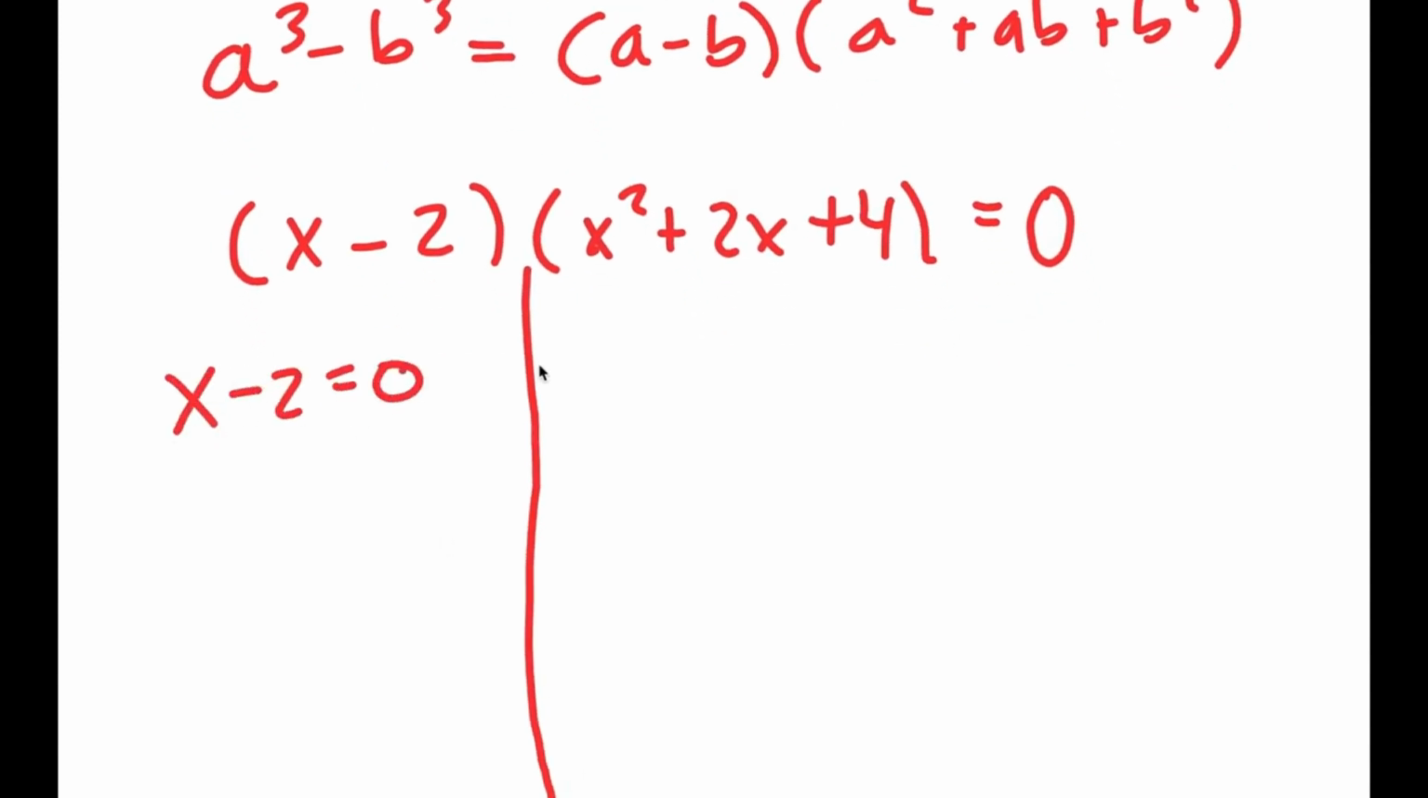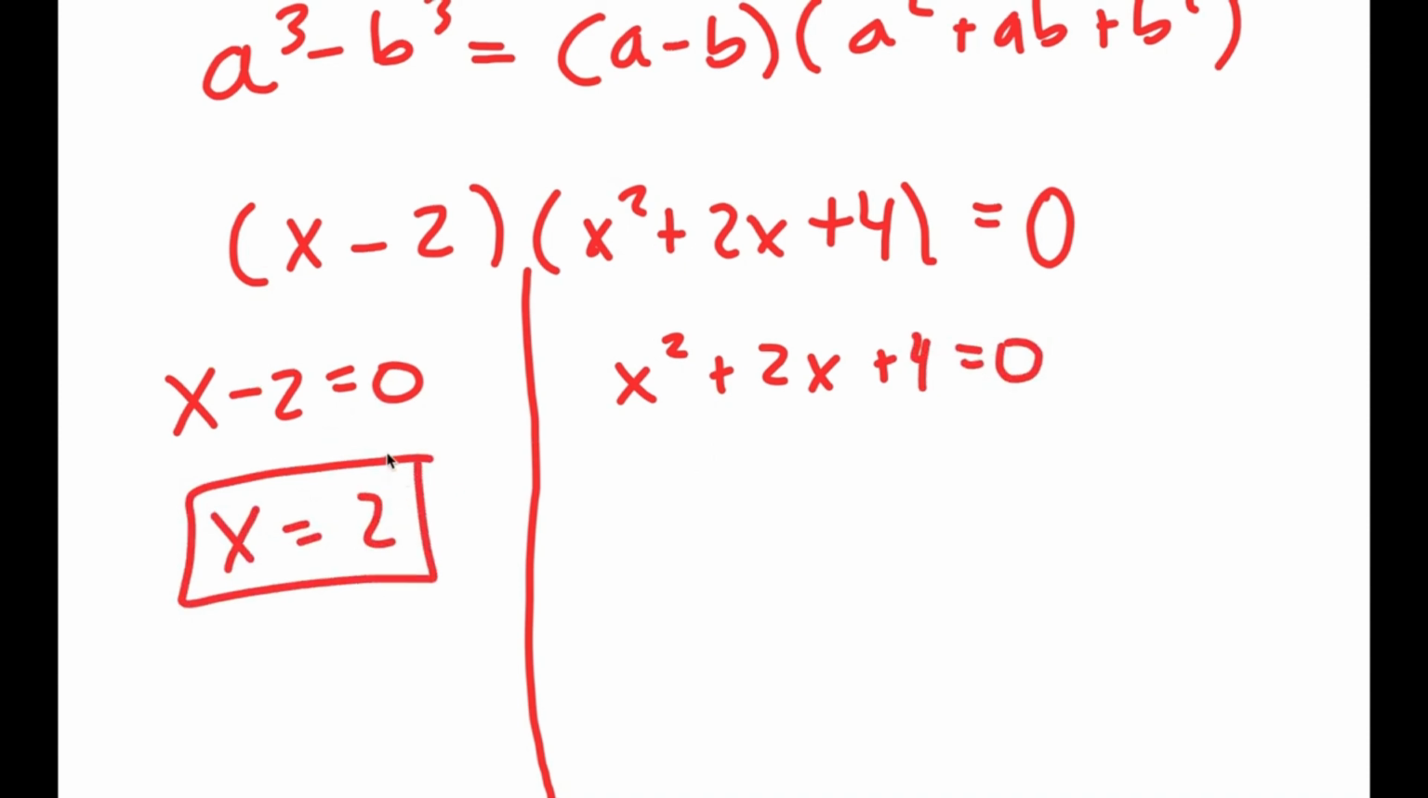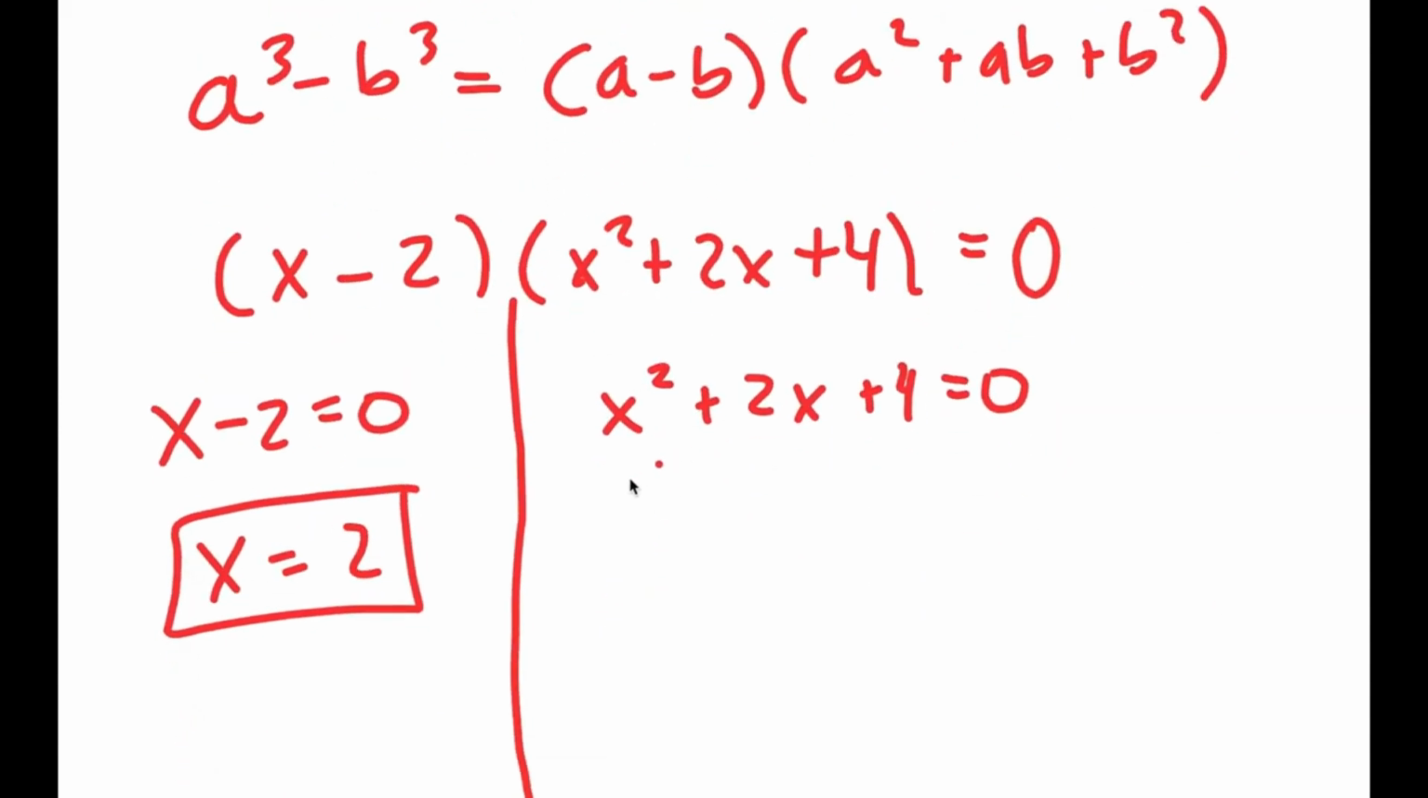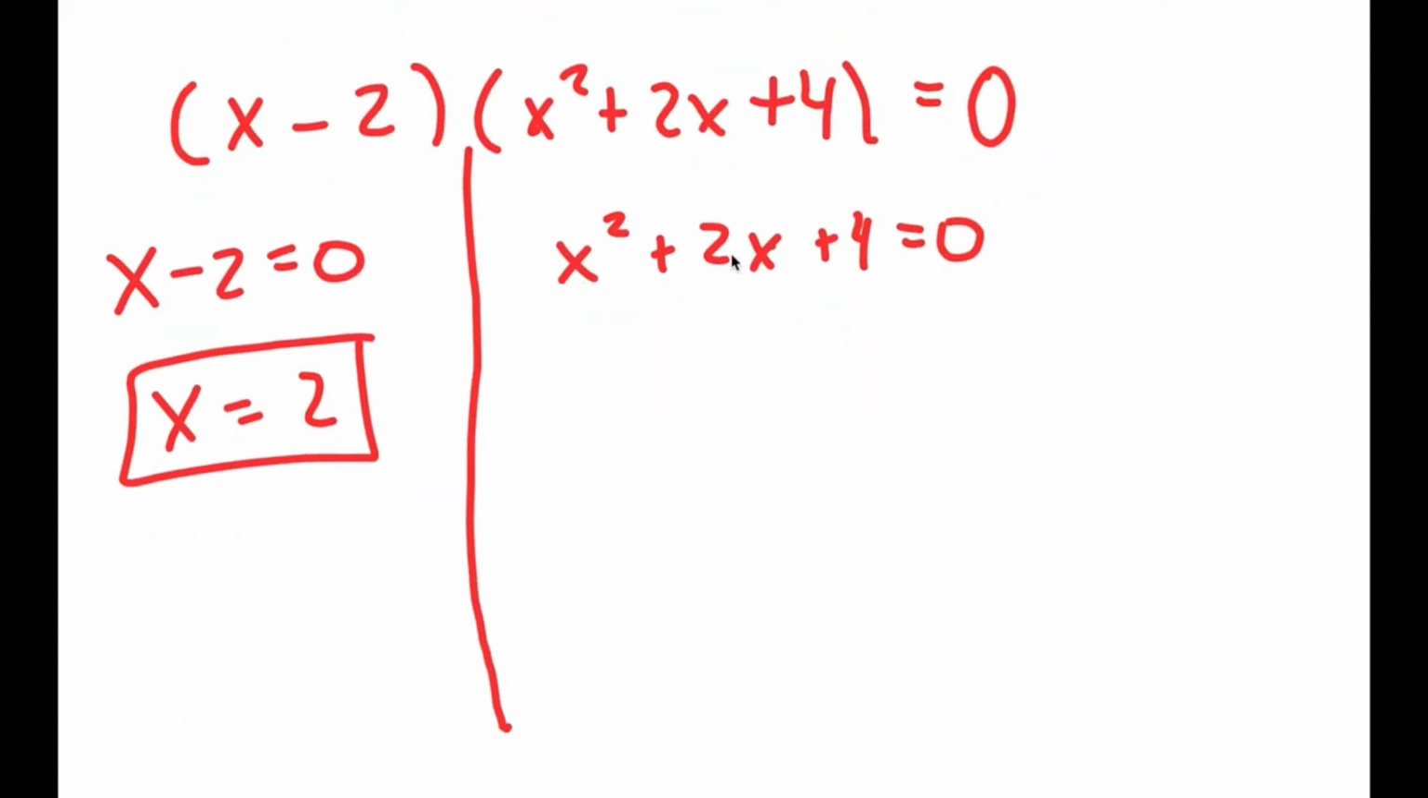So now I get two equations. I get x minus 2 equals 0 and x squared plus 2x plus 4 equals 0. So for x minus 2 equals 0, I get x equals 2, which was a solution that we already got. But now see on top of this, we have a whole other equation with 2 more solutions because it's a quadratic equation. So to solve this, I'm going to use the quadratic formula.